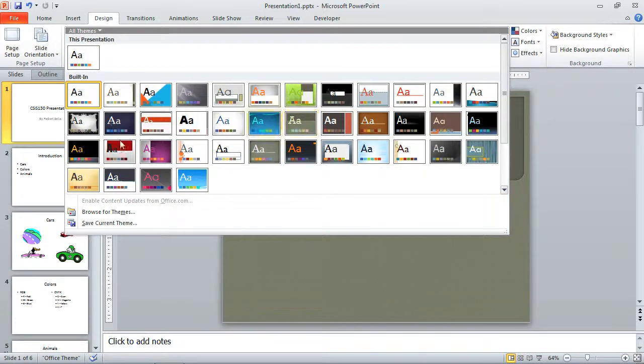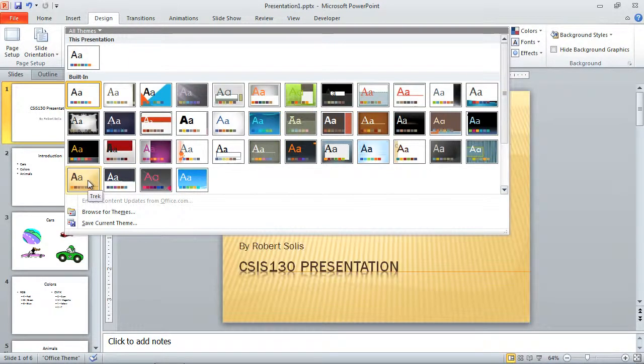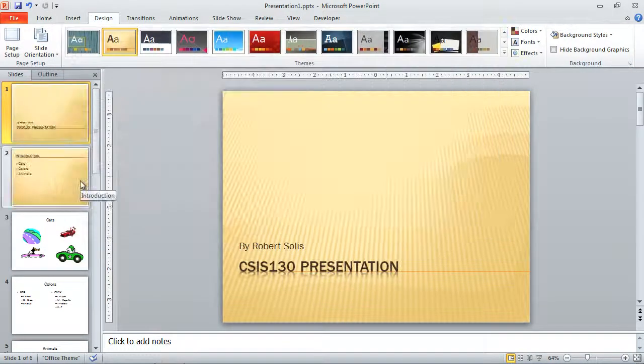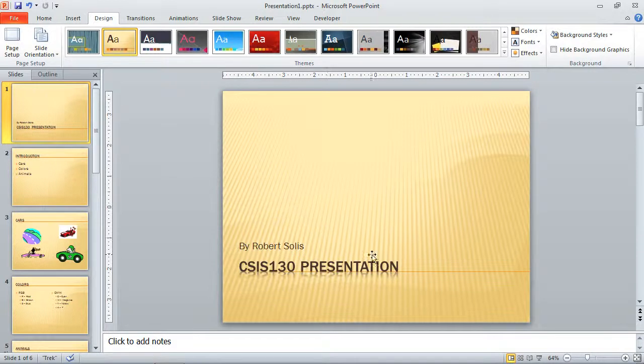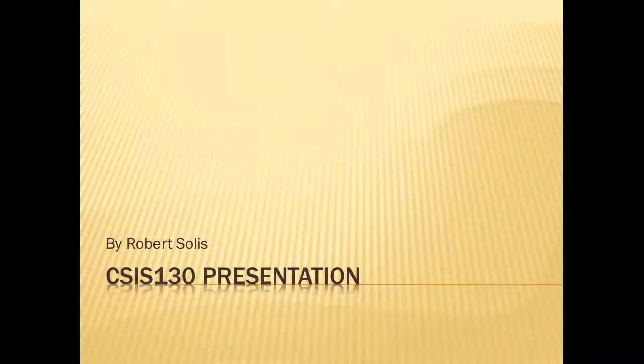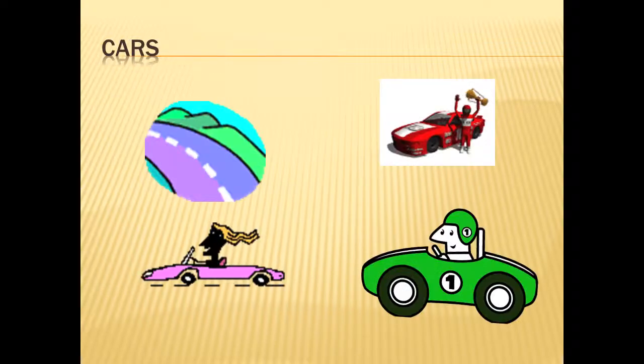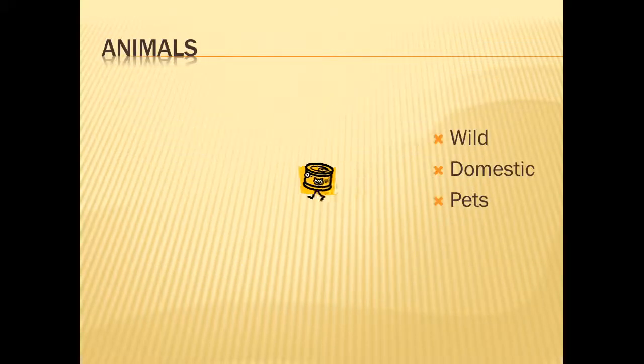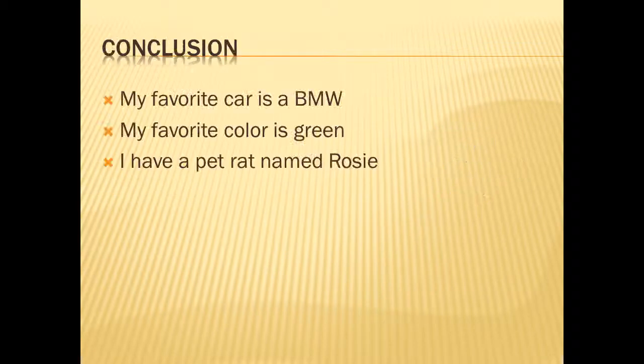Now in this case, go ahead and select this one over here called Trek. So we'll select Trek, and now notice that all of the slides in your presentation have changed in terms of their theme. Let's take a look at what this looks like in slideshow view. So I'm going to click this button over here, or I could press F5 on the keyboard, and there's slide number 1. Again, notice the tremendous difference as I go from slide to slide. There's my animation, here's some more information about animals and colors and so forth, and then I have my conclusion.